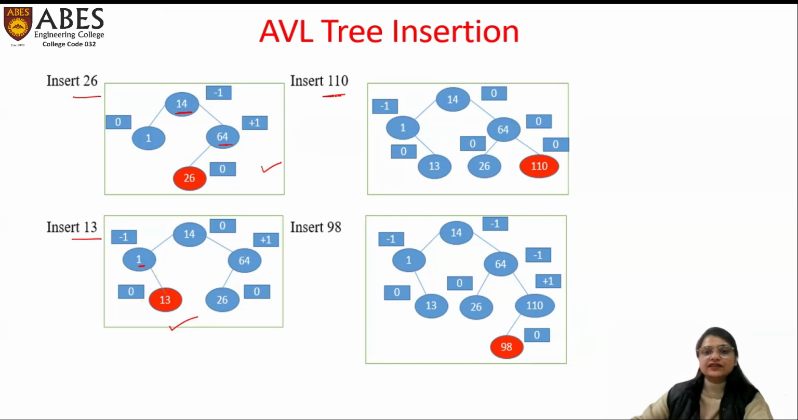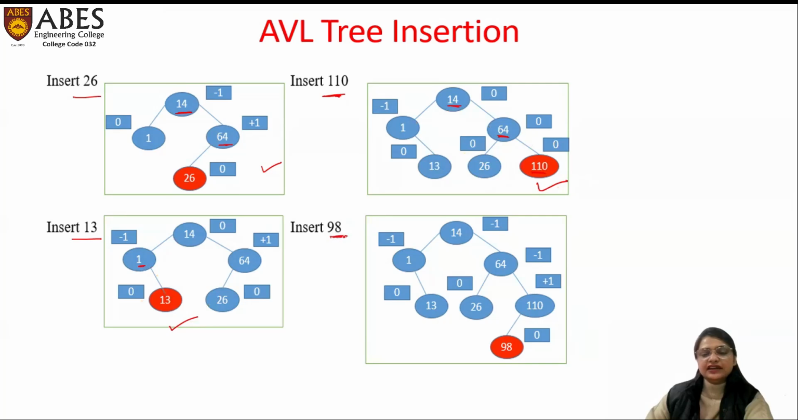Then I need to insert 110. It will go to the right child, and then comparing with 64, it will go to the right child. That's why 110 is placed here. Again, I'll calculate the balance factor of each node. Through the diagram, I can see all the nodes are perfectly balanced.